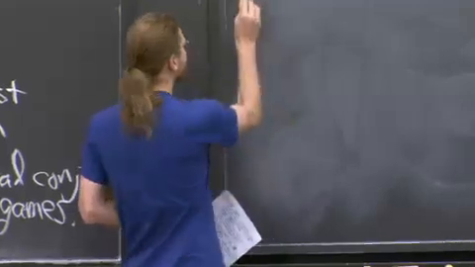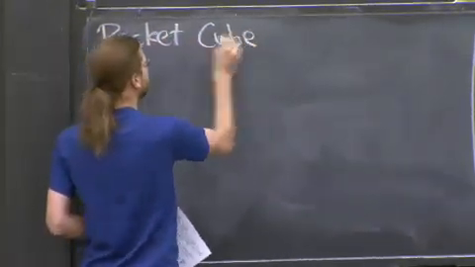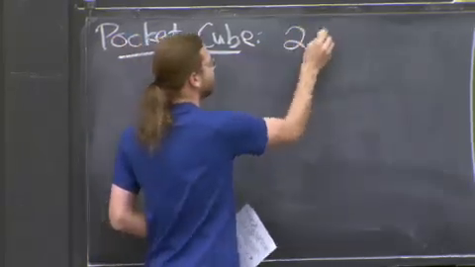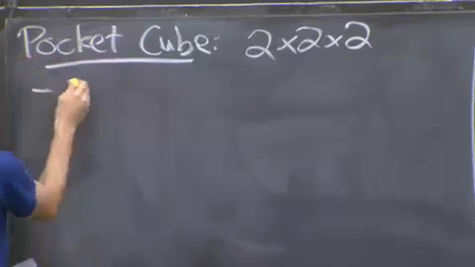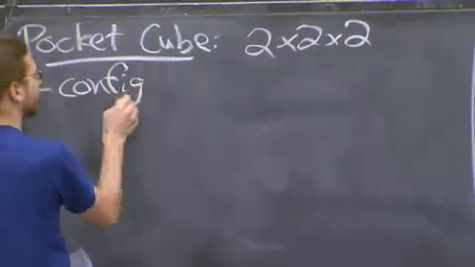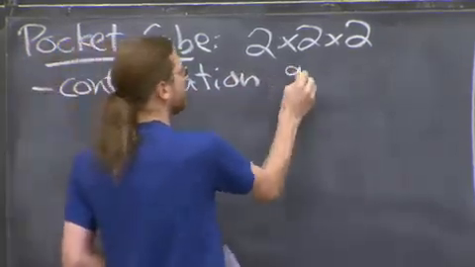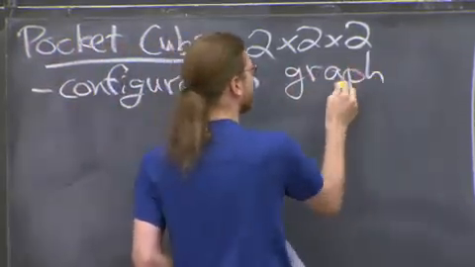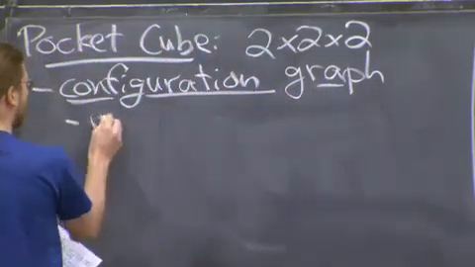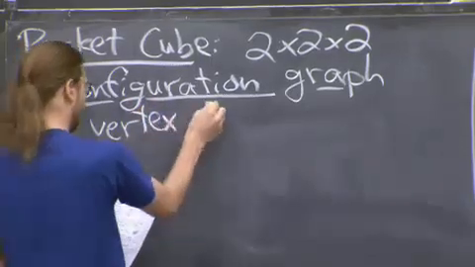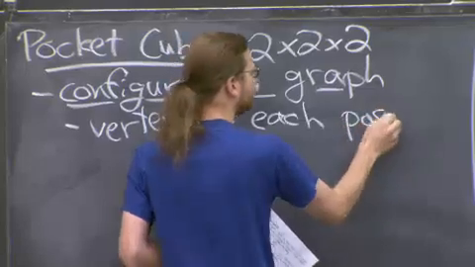OK, so let me tell you just for fun, as an example, this pocket cube, which is the 2 by 2 by 2 Rubik's Cube. What we have in mind is called the configuration graph, or sometimes configuration space. But it's a graph, so I'll call it a graph. This graph has a vertex for each possible state of the cube.